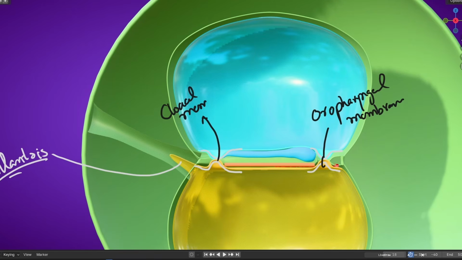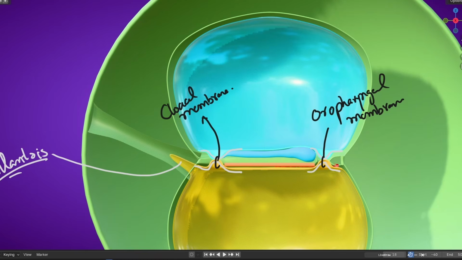I know this model seems a bit off. I think ideally the cranial side should have been shown here and caudal should have been shown here, but anyhow that's how it is. I mistakenly made it like that, and I was too lazy to change it. It's not about being lazy, it will take a lot of time, and I don't want to waste the time. So anyhow, these are the two membranes. So, this is the arrangement.